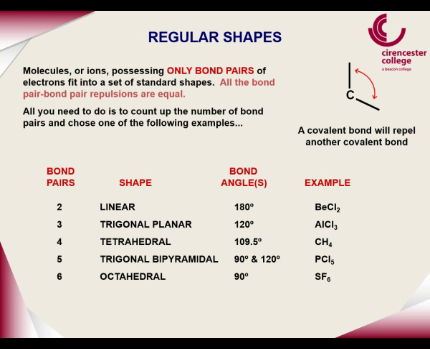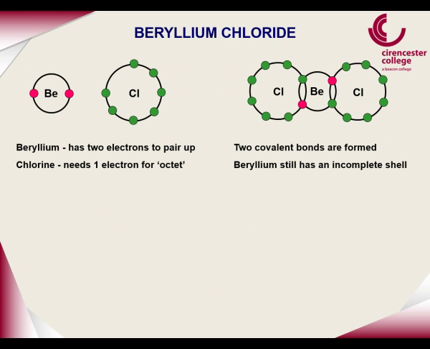So, if I start with structures that don't contain lone pairs, I like to talk about regular shapes. We're dealing here with molecules that only contain bond pairs. And the examples that we're going to look at are linear, trigonal planar, tetrahedral, trigonal bipyramidal, and octahedral. Bond angles and examples you can see on the screen. And we will start with the linear compound.